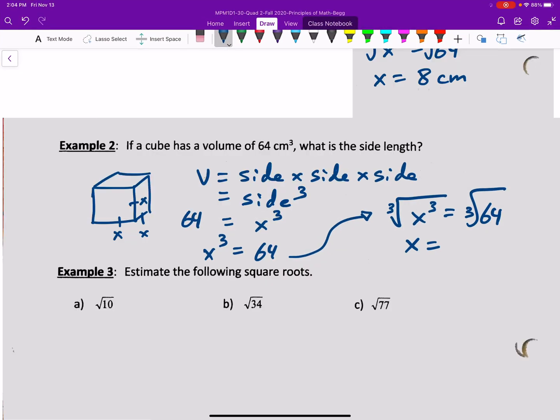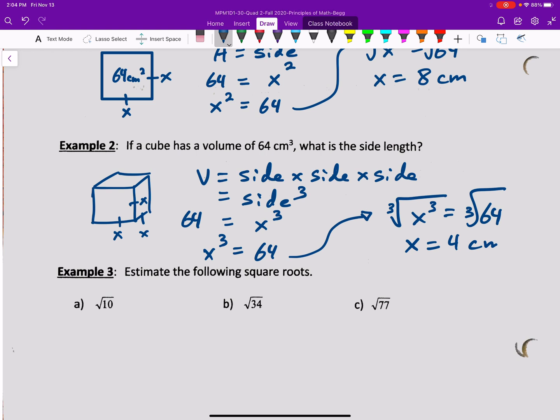Let's think about why that makes sense, because it does. 4 times 4 equals 16. Times 4 again equals 64. A cube root is a number you can multiply by itself 3 times to equal what you started with. So if I started with 64, then 4 times 4 times 4, that's my 3 times, equals 64. That's my answer.